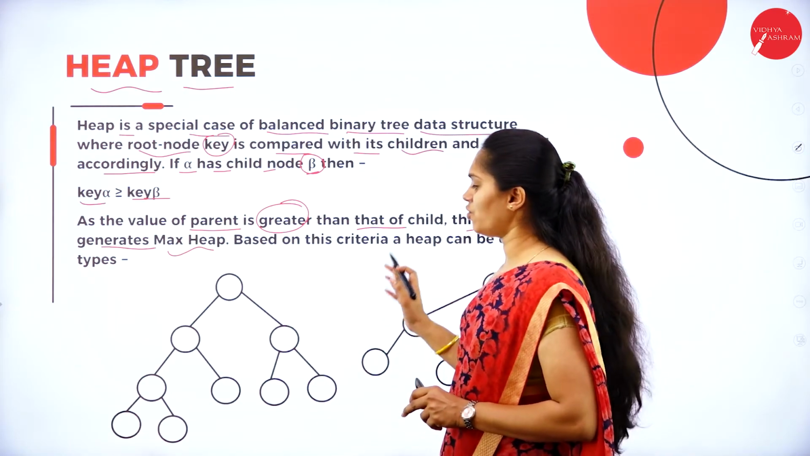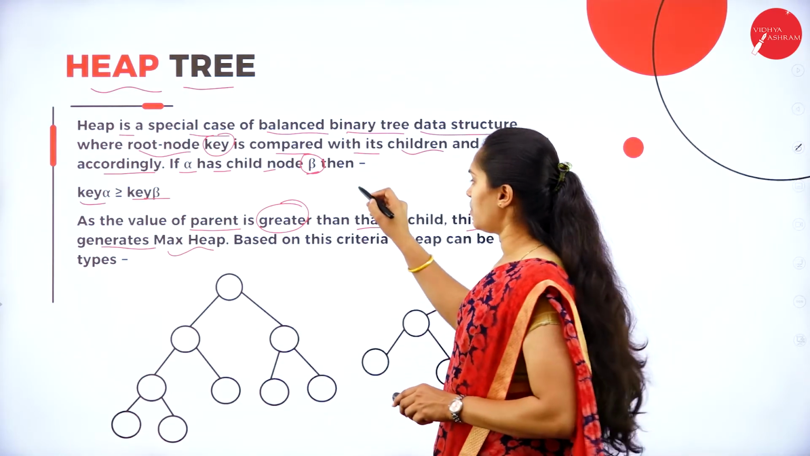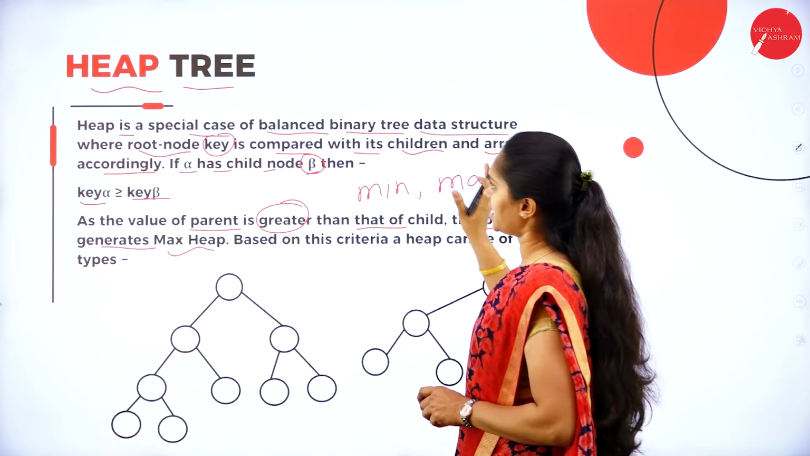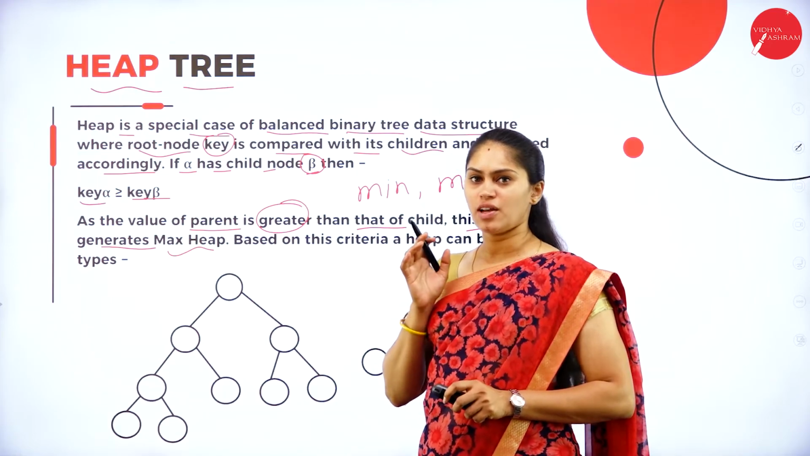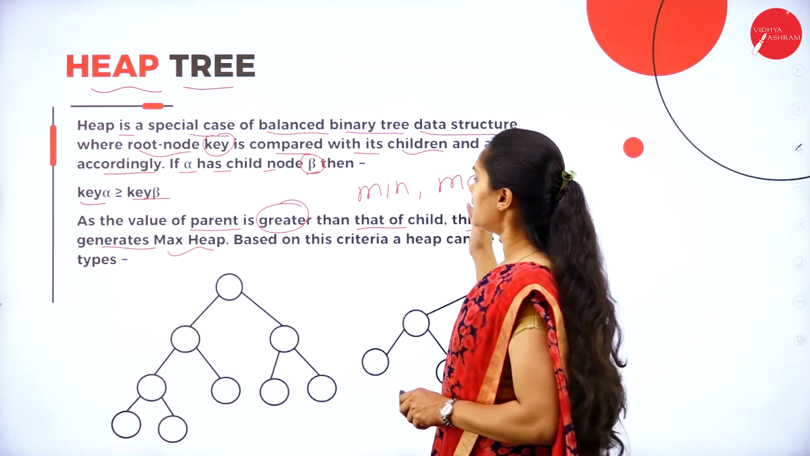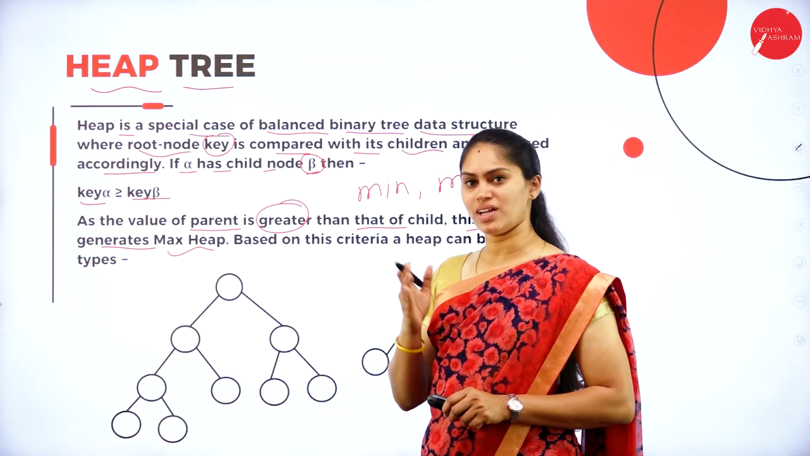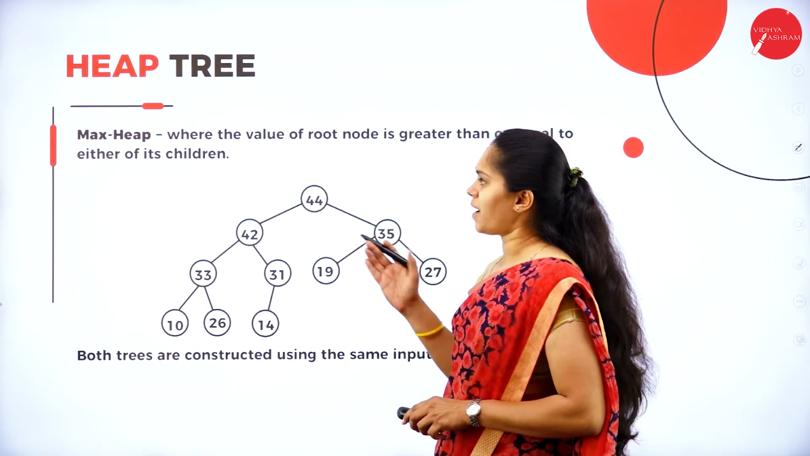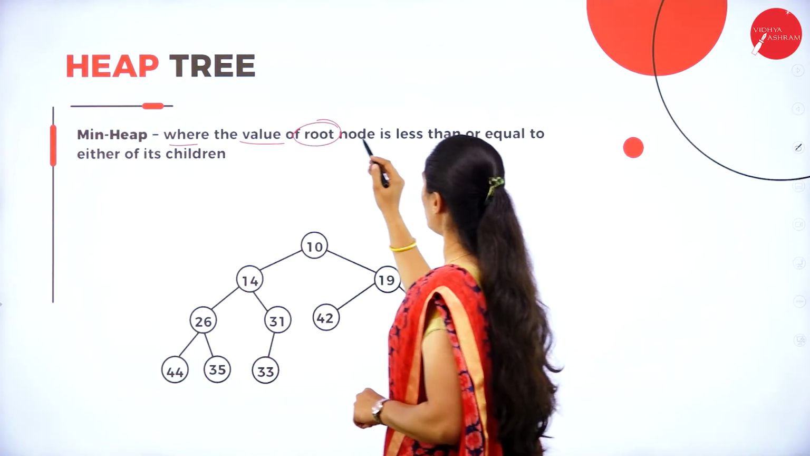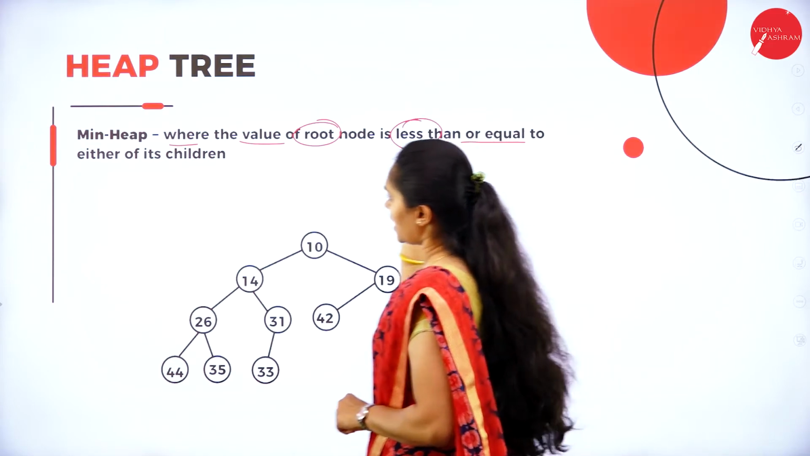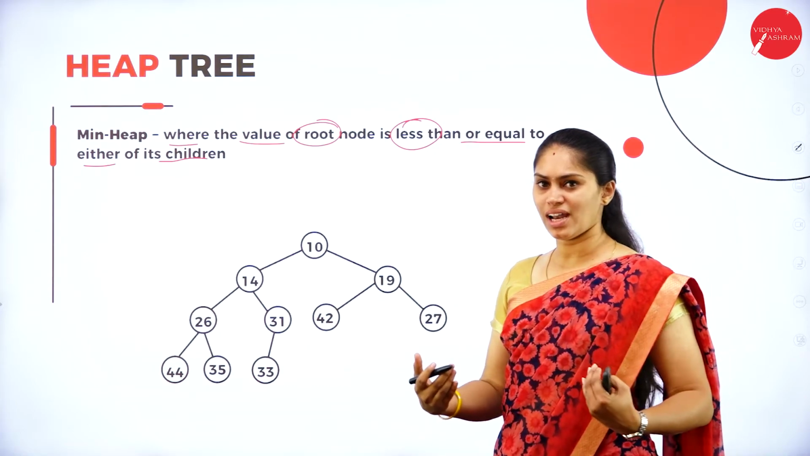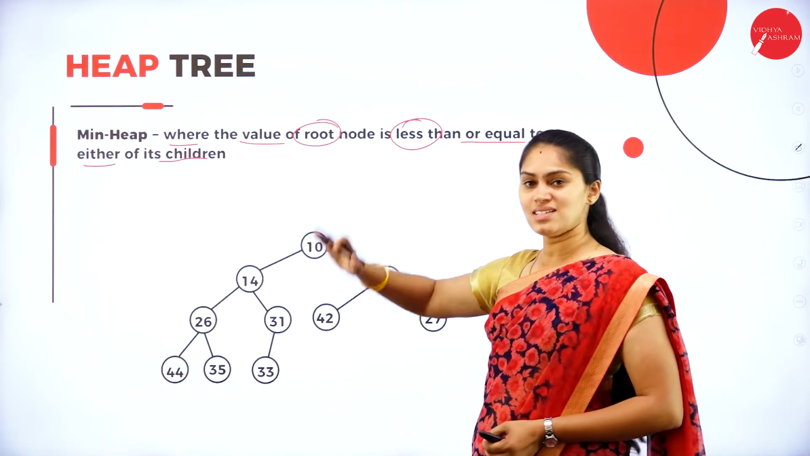Based on this scenario, we are going to have two types. One is minimum heap and another one is maximum heap. The main criteria in the heap tree is what? The root node should have a more weightage value than its children. So, based on that scenario, we have two types. One is minimum heap and another one is maximum heap. When it comes to the minimum heap, the value of root node is less than or equal to either of its children. It can be right or left, but it is going to be lesser than the child node.